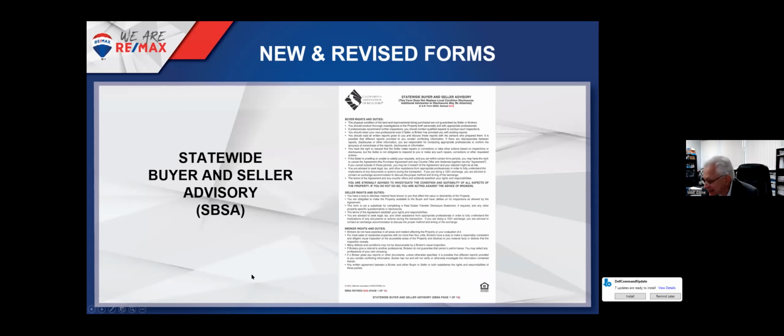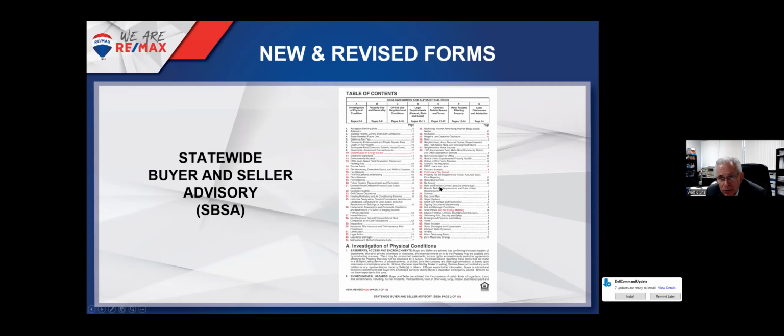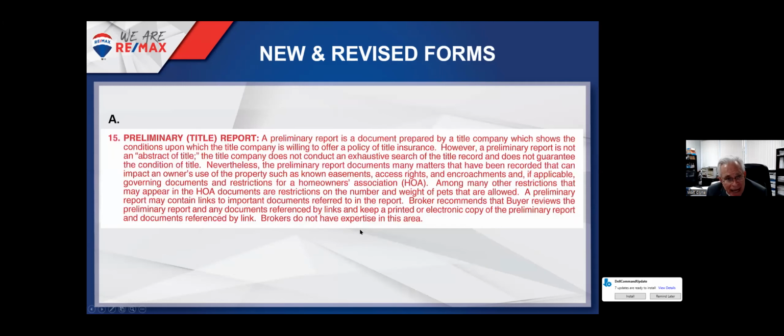All right, the last thing to cover, and I'll get that done in about a minute, is the SBSA. The SBSA made 4 significant changes in the body of it. And I'll take you through those. Here's the table of contents, and they had to renumber everything because they added a few things. The first thing they added was A15, and they discussed the preliminary title report and the importance of the buyer reviewing it. And I love this, clicking on all the links.